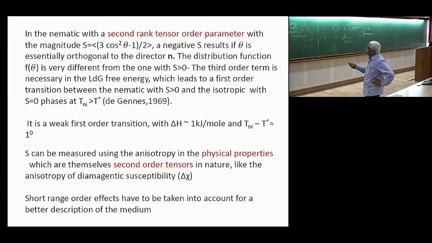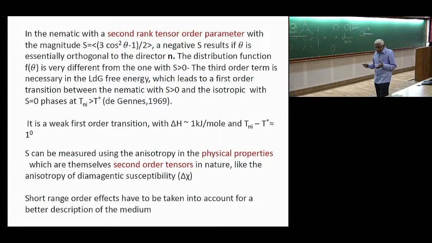And it's a very weak first order transition with heat of transition about 1 kilojoule per mole. And this transition occurs at about 1 degree above T star usually, the T star that is defined in that Landau energy. Of course, S can be measured using the anisotropy of any physical property which has the nature of a second rank tensor. For example, anisotropy of diamagnetic susceptibility.